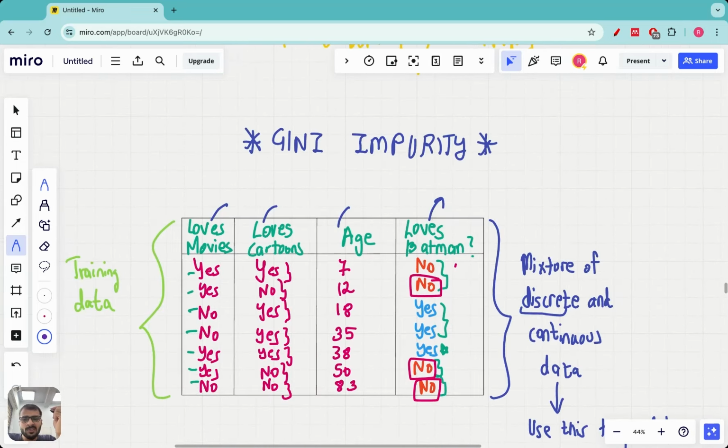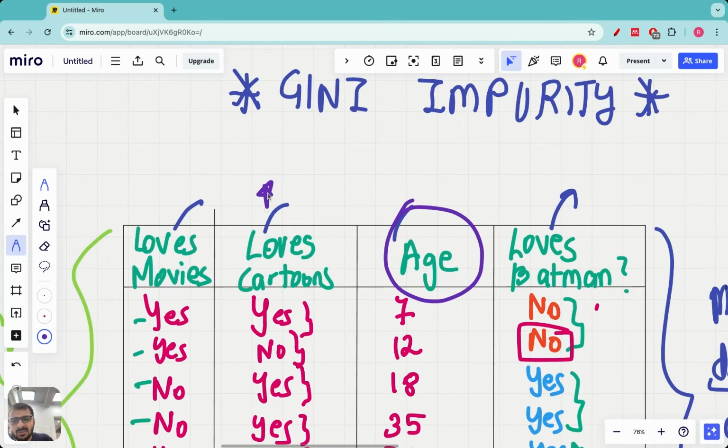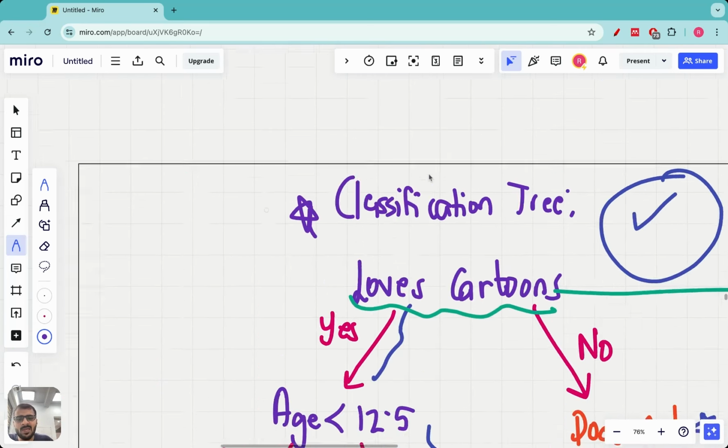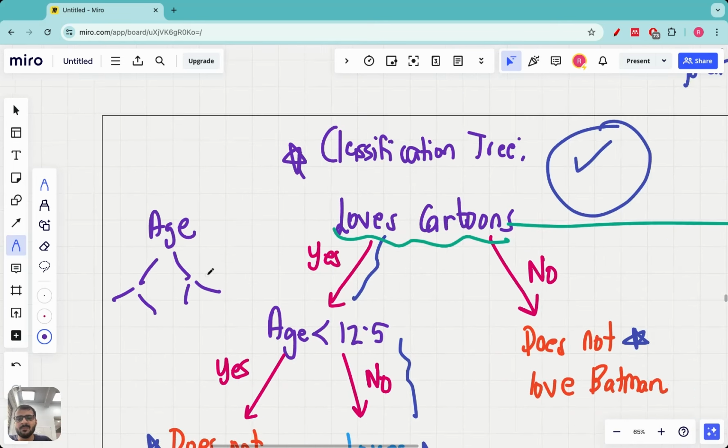But there is one more thing which I have not addressed. You might be thinking, what about age? We saw that loves cartoons takes precedence over loves movies, right? But what about age? Why don't we start with age? Like, okay, loves movies is not as good as loves cartoons, but what if I start with age and then do the branching later?